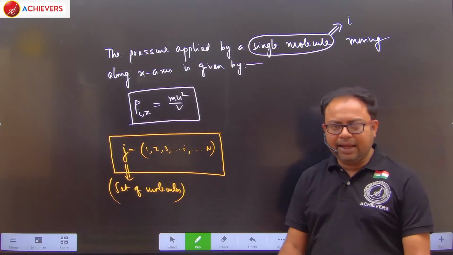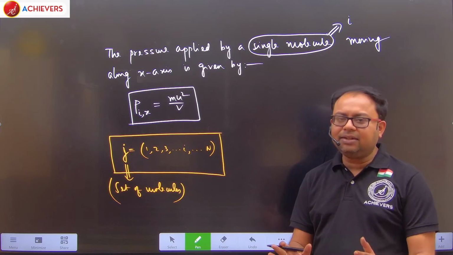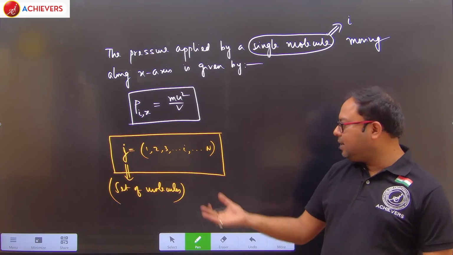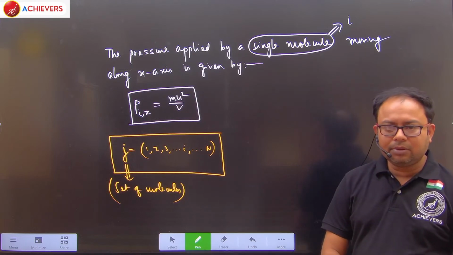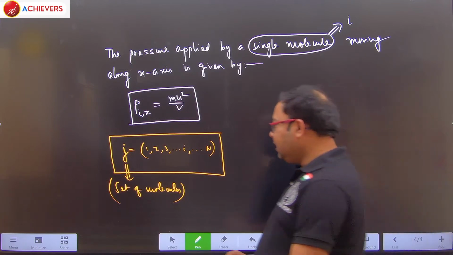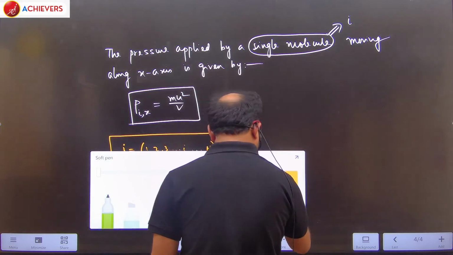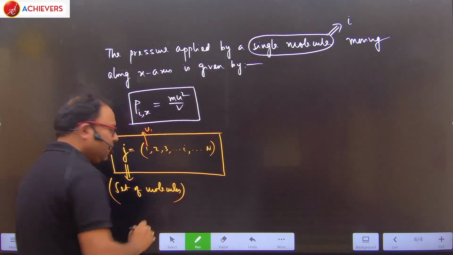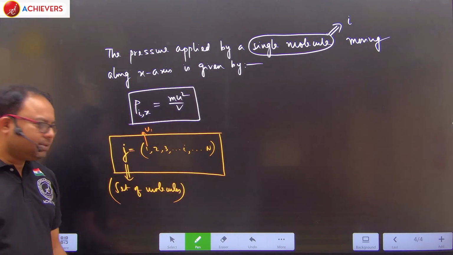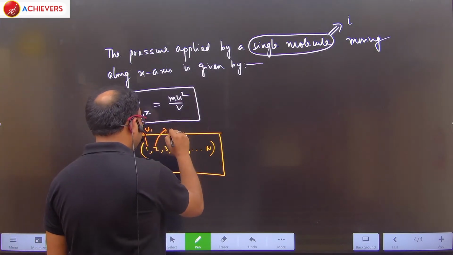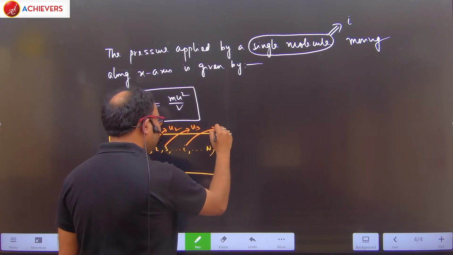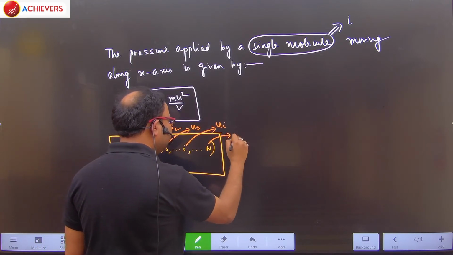This set J basically represents the molecular set, and say there are n number of molecules. Say the velocity of the first molecule is u1 along the x-axis, that of the second molecule is u2, that of the third molecule is u3, the ith molecule is ui, and the nth molecule is un.